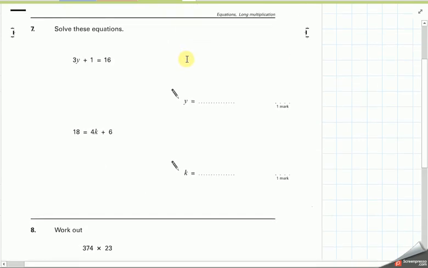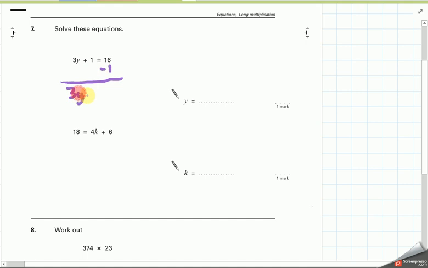Question number 7. Simple equation. First step: we've got +1. We need to transport it to the other side. What happens? It swaps to -1. We're subtracting 1 from both sides. I sometimes show arrows, but yeah, we're subtracting 1 from both sides, so it disappears from here.